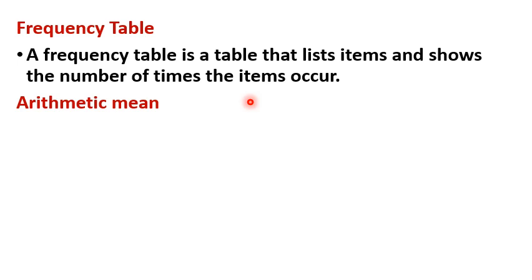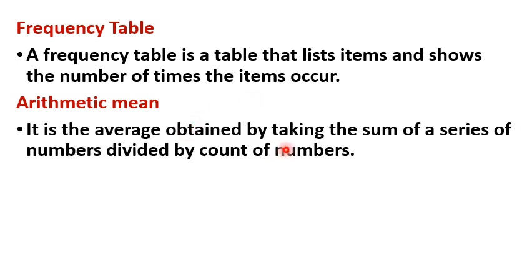Then second one, arithmetic mean. It is the average obtained by taking the sum of a series of numbers divided by the count of numbers. It is a simple average. It can be obtained by dividing the sum of a series of numbers by the count of numbers.